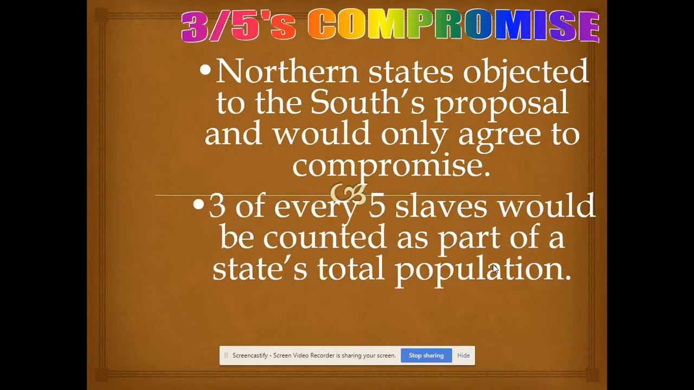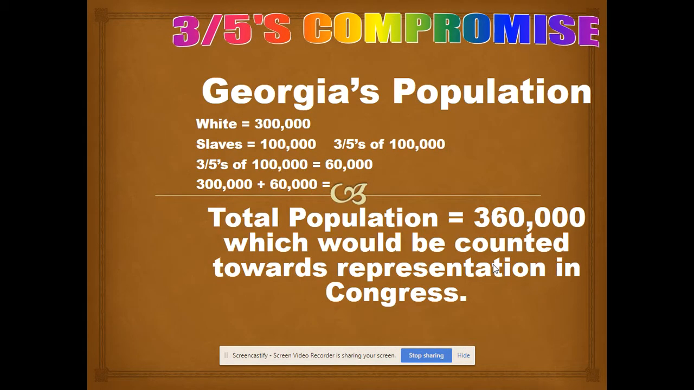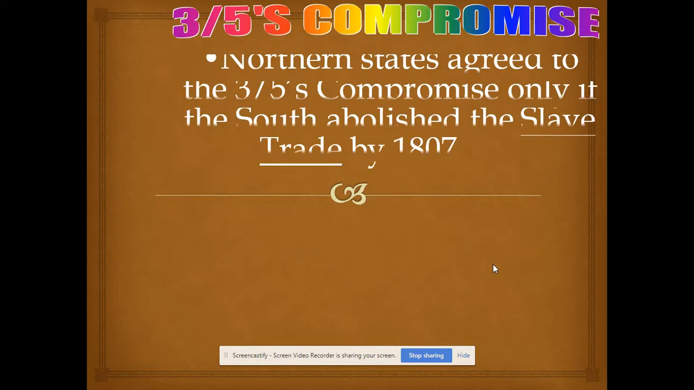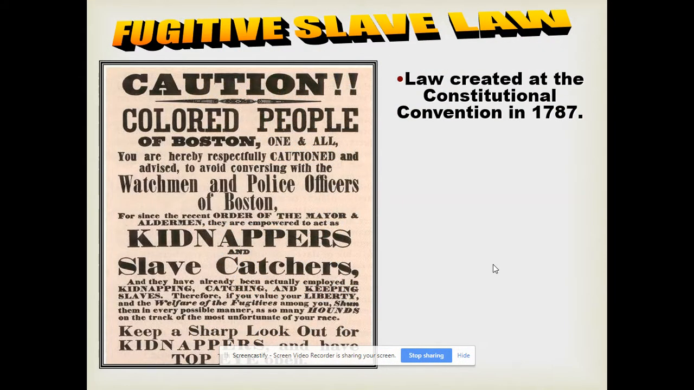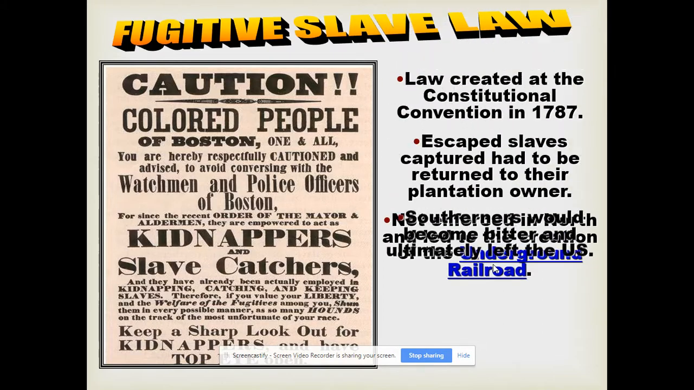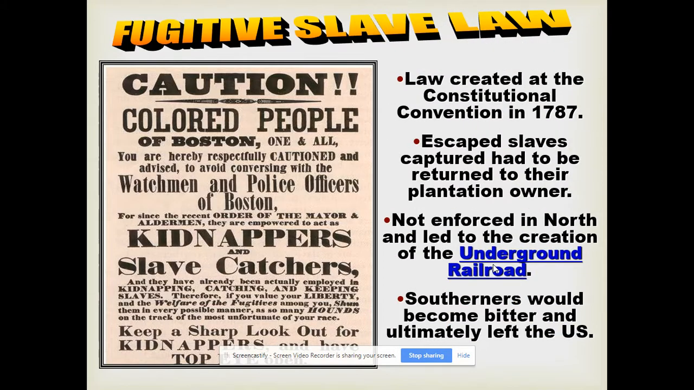So 3 out of every 5 slaves could count as part of the state's total population. So to give you an example, to round off numbers, if Georgia had a population of about 300,000 white people, 100,000 slaves, that would basically give them an extra 60,000 people total for their overall population. Okay. And the Three-Fifths Compromise was controversial at that time, and it's controversial later.